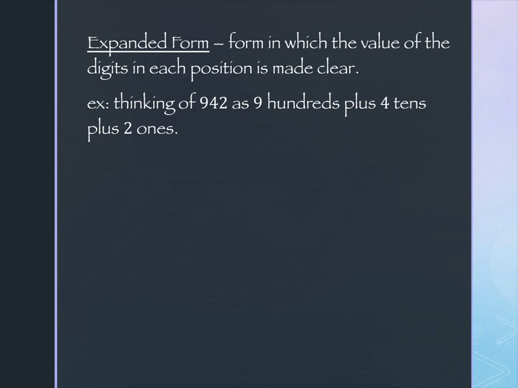So this is a form in which the value of the digit of each position is made clear. So instead of thinking of 942 in the form all compact like that, we think of it as 9 hundreds, 4 tens, and 2 ones. And we have a couple other ways we can write it notationally. This is 9 times 100, 4 times 10, and 2 times 1.